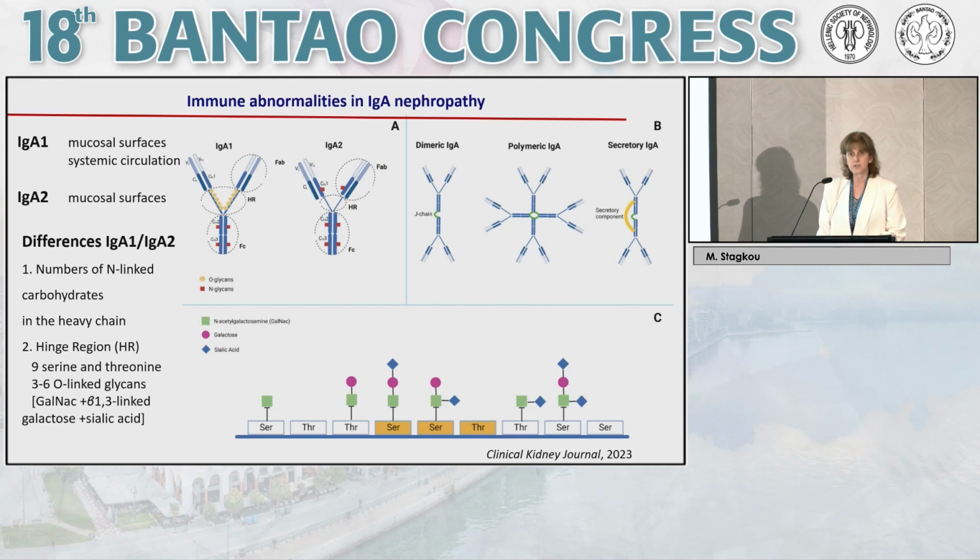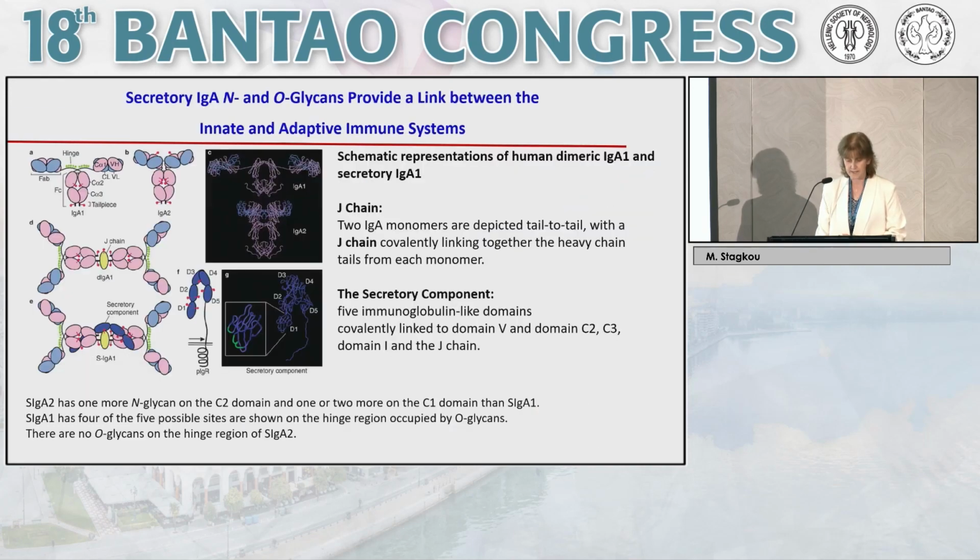IgA1 contains a unique hinge region, which consists of 9 serine and threonine residues, and most of them are O-glycosylated. The variation of this glycosylation takes part in the biological work of the IgA immunoglobulin.